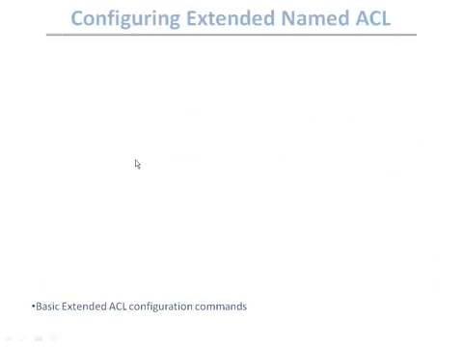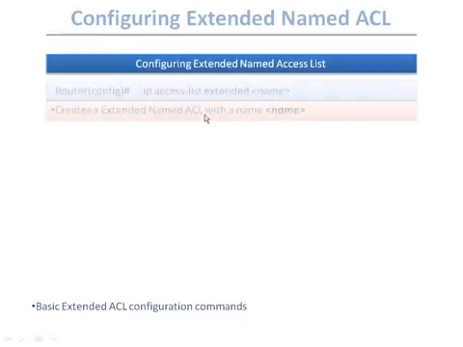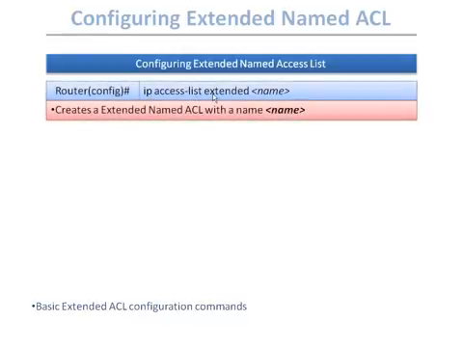But let's see how we can configure an extended named access list. To configure an extended named access list is exactly the same principle as the standard named access list. All you have to do is type ip access-list, the keyword extended now, and then the name that you want to identify this access list with. And this will create an extended access list.